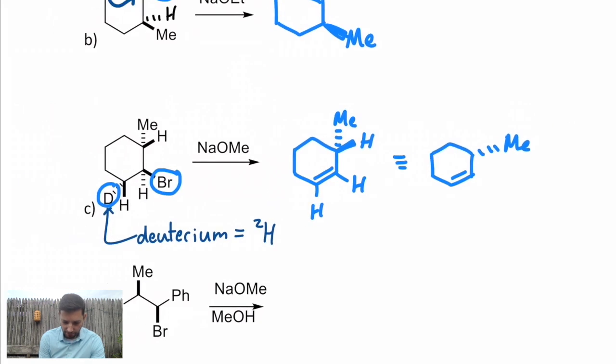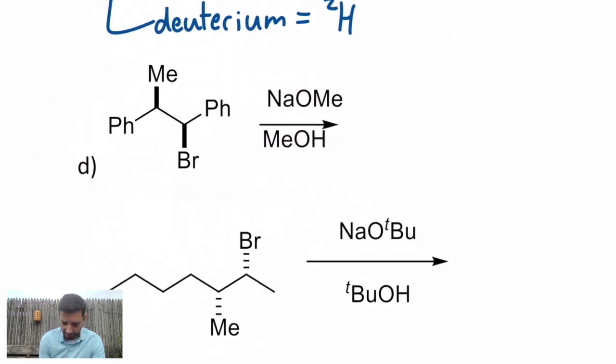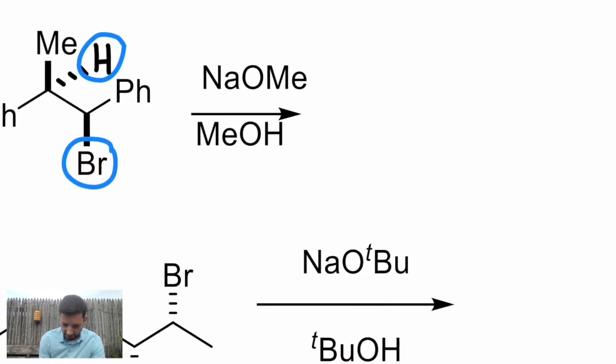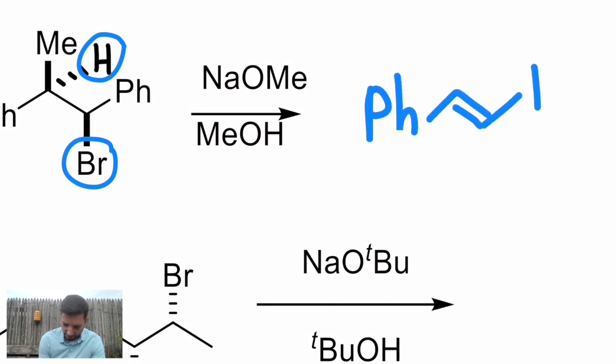Okay, so let's do a few more, and then we'll practice. More E2s. First thing, find the beta hydrogens. There's one right there. Luckily, this molecule is already oriented in a conformation where the bromine and the beta H are anti, so the product I get has an alkene in between those 2 positions, and I have a methyl coming off of that position.